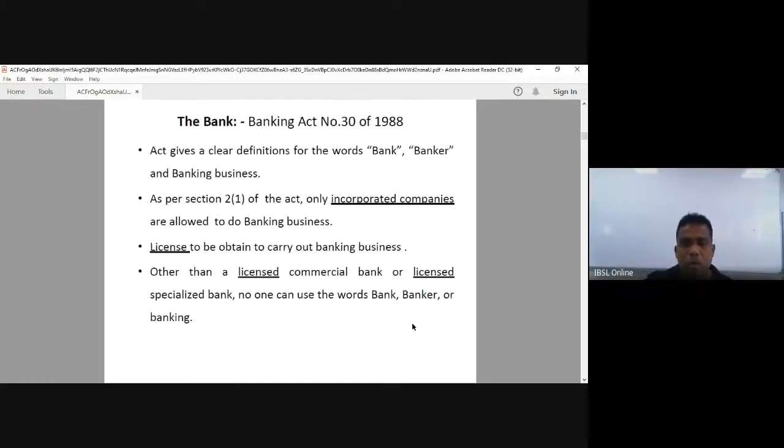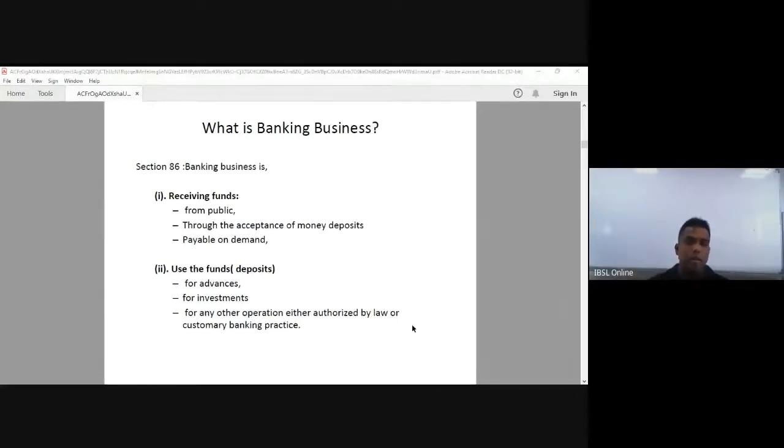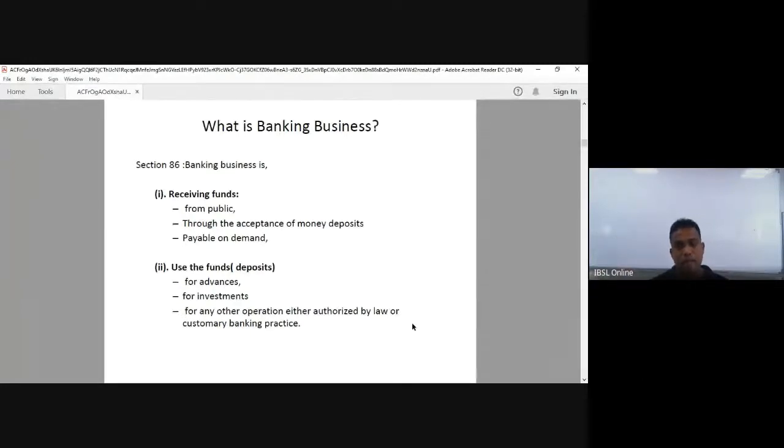It is also defined in the Banking Act. Section 86 of the Banking Act says that banking business has two parts. Number one, the banks receive funds from the public. That is one part of banking business. And the other part is to use those funds to generate income.